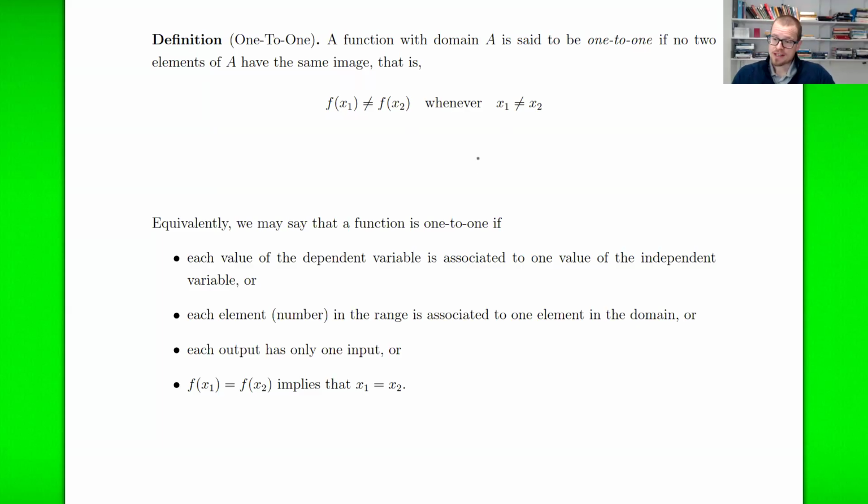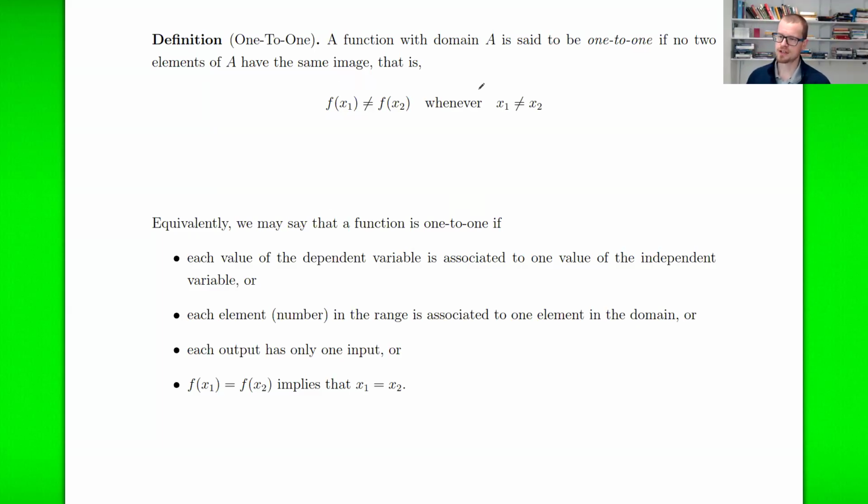Lots of different ways that we can phrase this. Some of these are going to be a little bit more enlightening or a little bit more helpful as we move forward to see if functions are one-to-one or not. Following this, we'll give a nice little image of what it looks like for a function to be one-to-one, similar to what we did for function composition and our original definition of function.